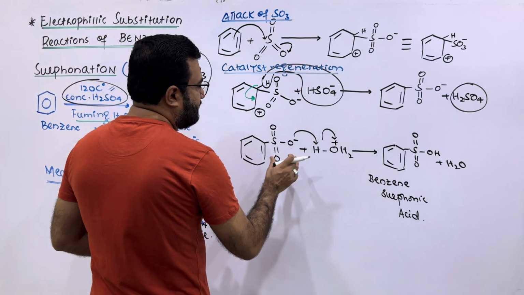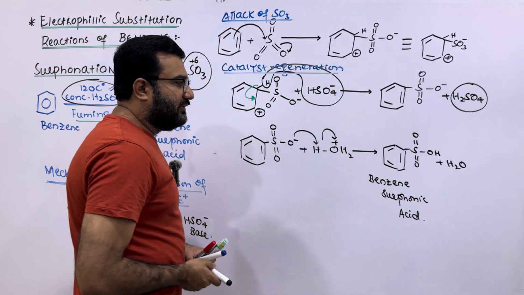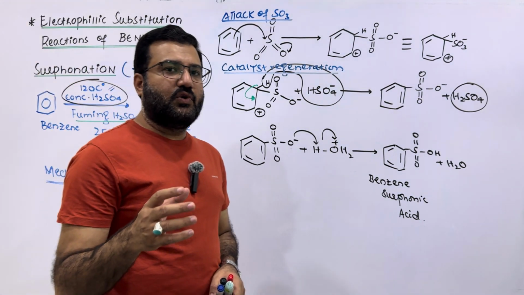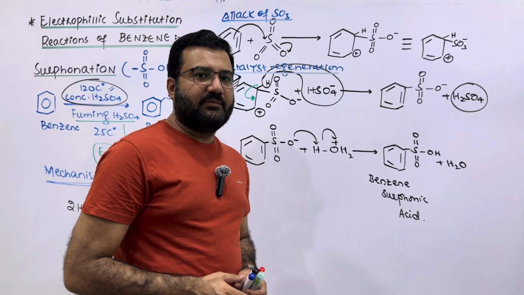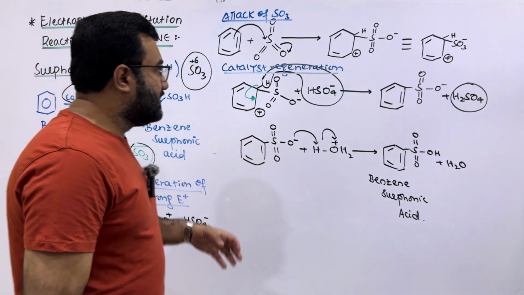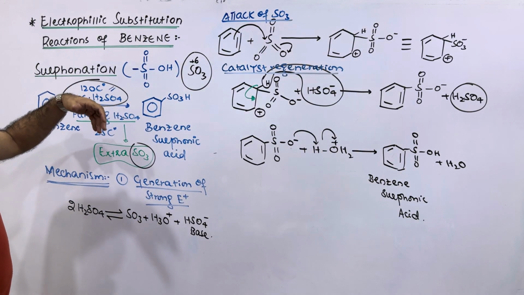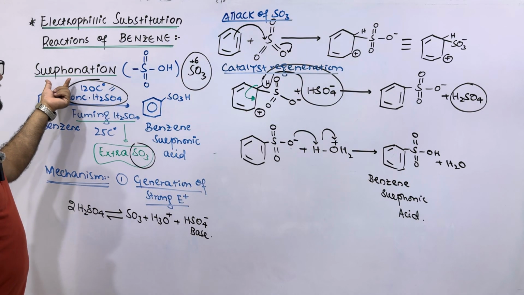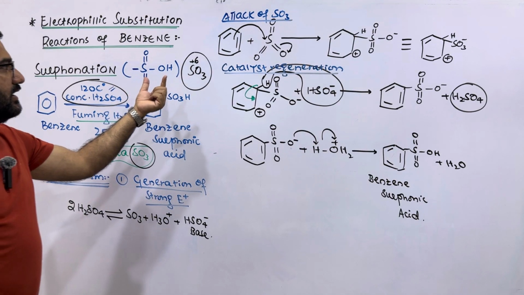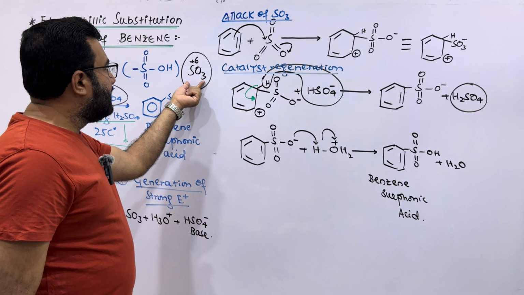Then, my dear students, finally the protonation of this negative oxygen takes place, and you will get the benzene sulfonic acid. It is considered as one of the most important reactions of the benzene from exams point of view. This is very important. It can be asked as a long question, and there are some important MCQs like, what is sulfonation? It is the introduction of the sulfonic acid group to benzene. What is the stronger electrophile in the sulfonation? That is the sulfur trioxide.